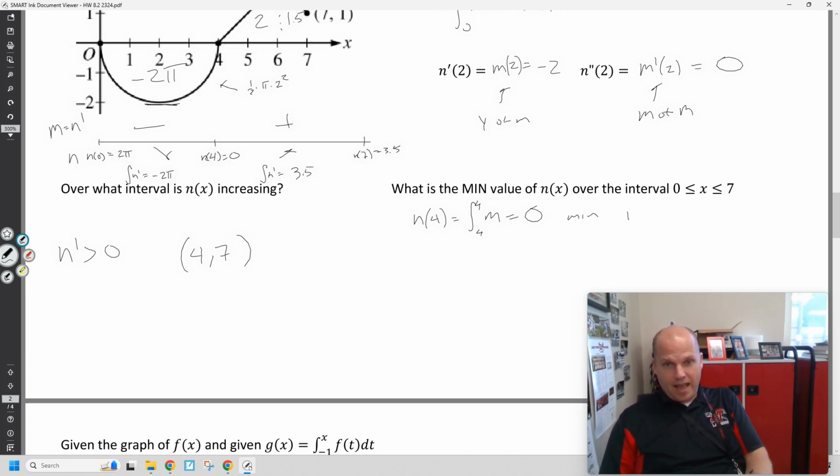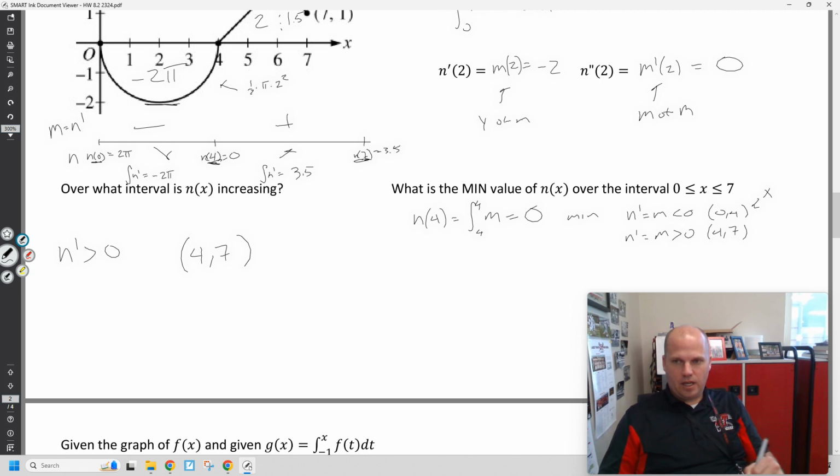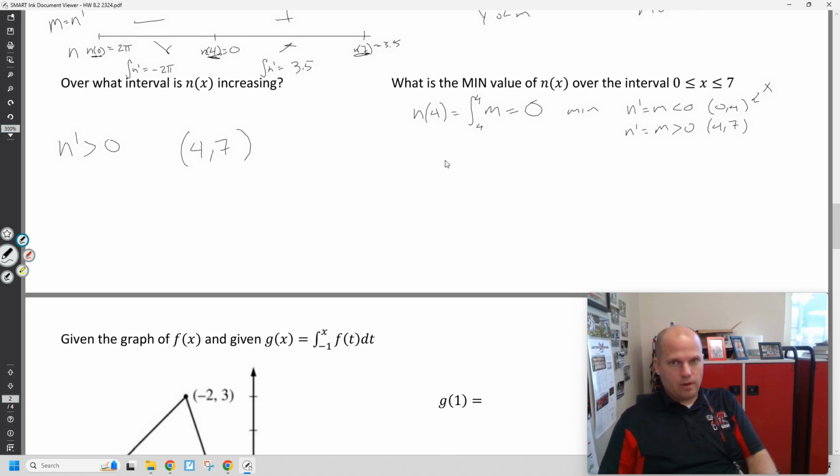Why? Because n prime, which equals m, is negative from 0 to 4. And then n prime, which equals m, is positive from 4 to 7. Again, these are x values. These are the x values that I'm talking about. The y values are like the results that we get. You don't say from 2 pi to 0 and from 0 to 3.5. Don't say that. I'm sure some of you are going to do.